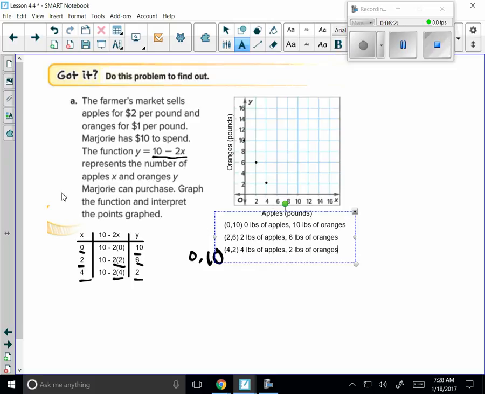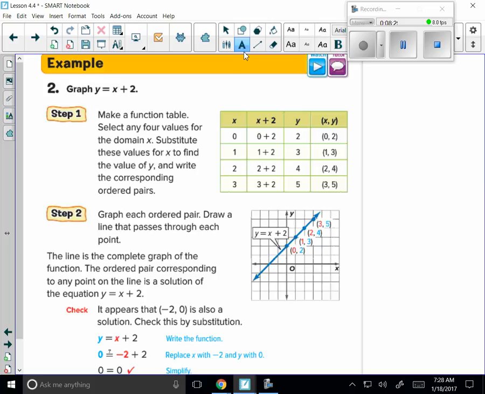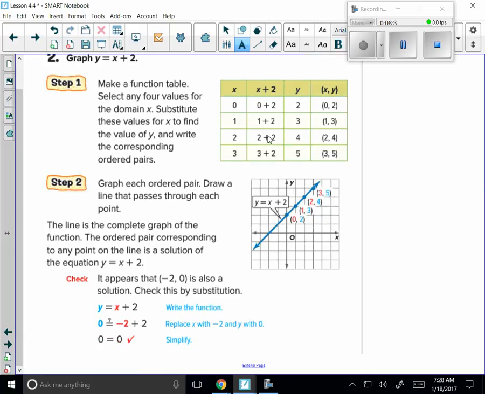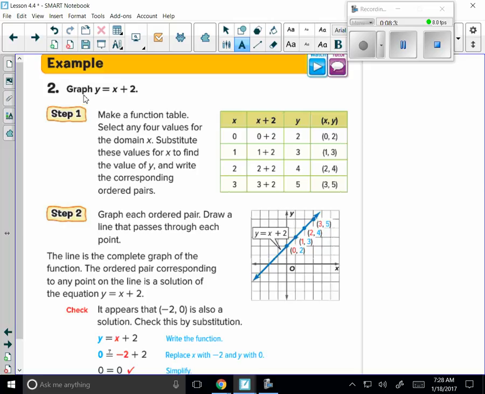So remember to interpret these points if you are asked. Now in this example 2, which is over on page 297, you can see here they just want you to graph this.